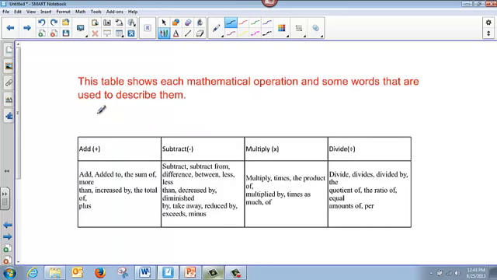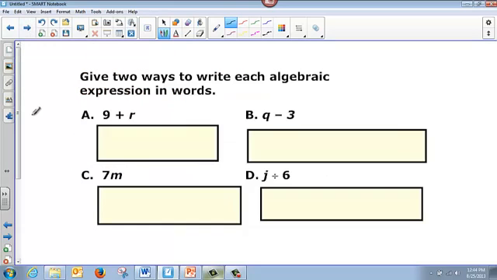Each operation has certain words that give away that we're talking about adding or subtracting or multiplying or dividing. And here's a list of those. And these are on your success packet, so you don't have to pause and write them all down, but you should be very familiar with these words. Okay? Now, I want you to give two ways to write each algebraic expression in words.